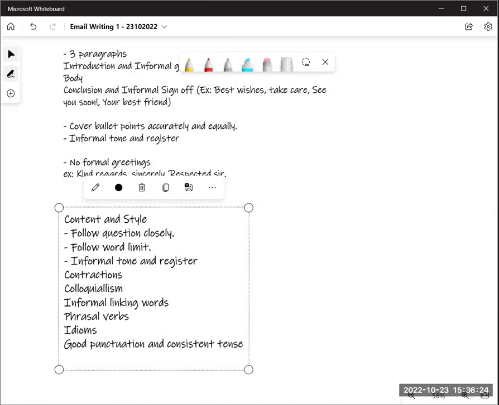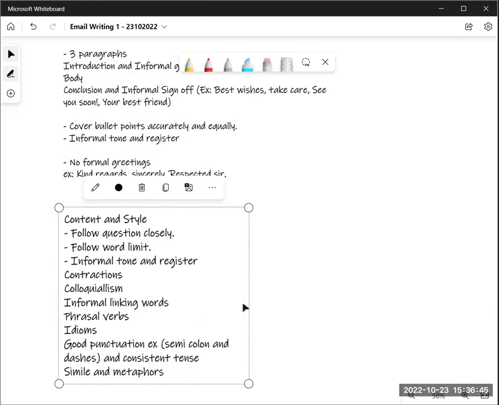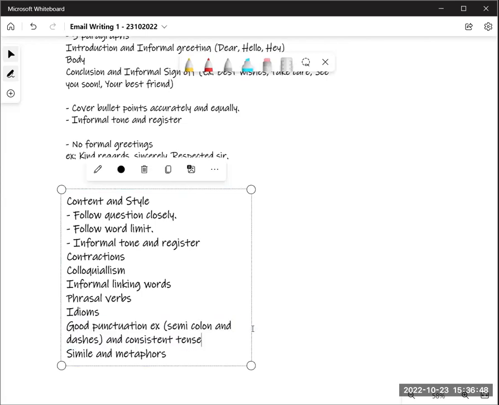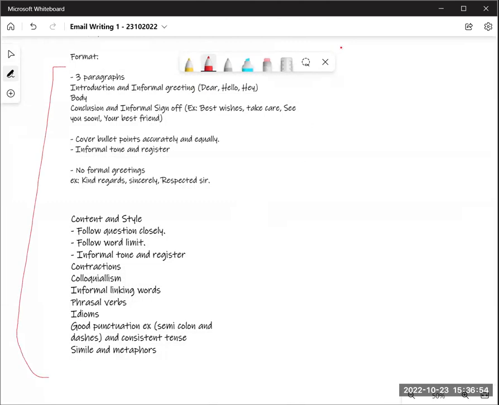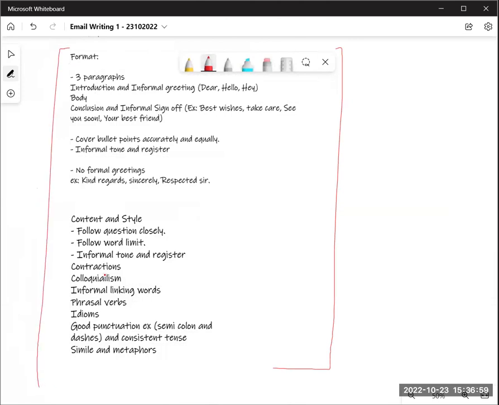Anything else? I think, yeah, simile and metaphor. Good punctuation. Example could be semicolon. Now tell me when you're done writing the whole thing, and we'll start from the first thing, such as what is contraction, what is colloquialism, and all of that.